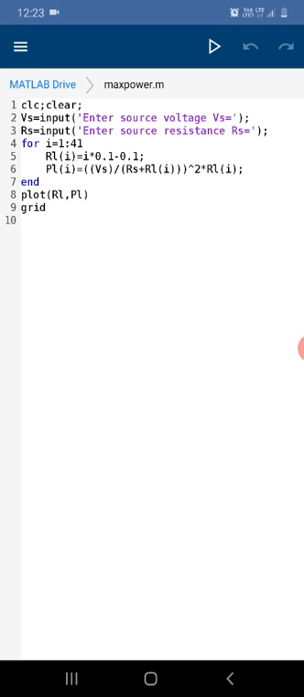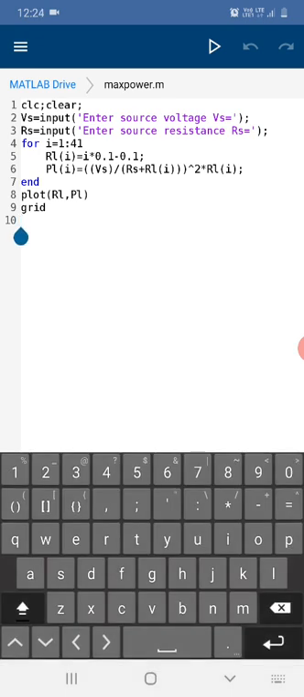This was mostly used in battery industries to find how much power is delivered. If we change the load, at what load does the source deliver maximum power to the load? In these conditions, we use this maximum power transfer theorem by using MATLAB. Completed.